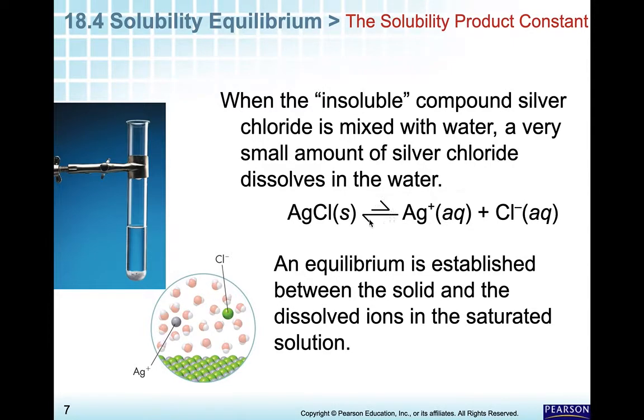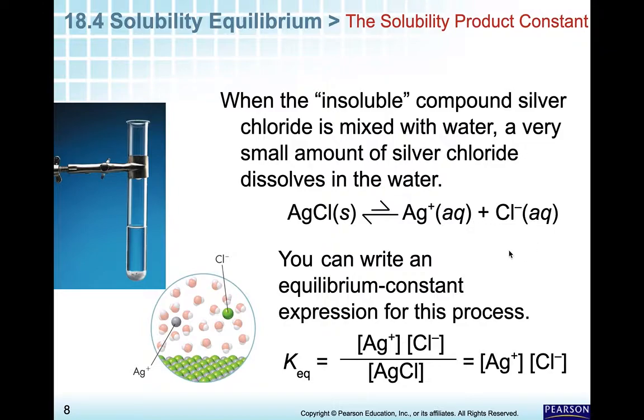Notice here we've got that two-headed equilibrium arrow. The top one is drawn a lot smaller, just to visually indicate this relationship, that there's a lot more of this than there is of this. This reaction going forward is pretty small, but it is still there. We still have an equilibrium between the solid and the dissolved ions. It's a pretty small equilibrium, but it's still an equilibrium.